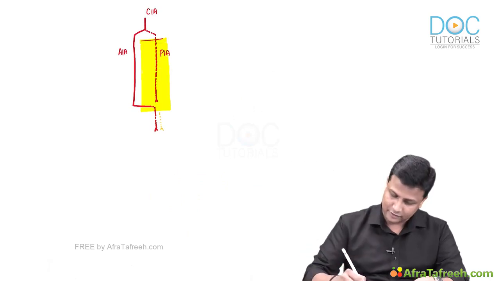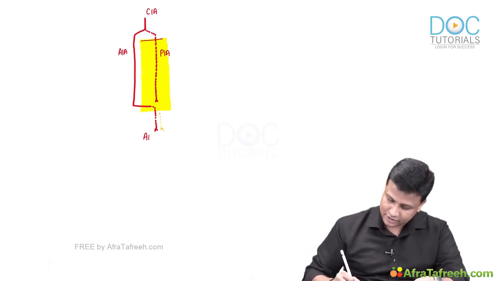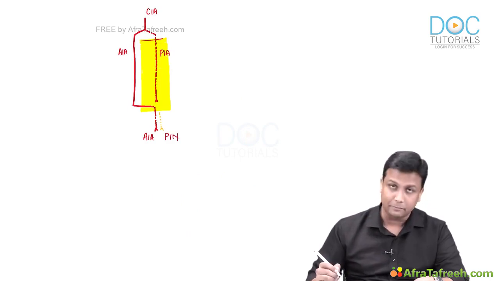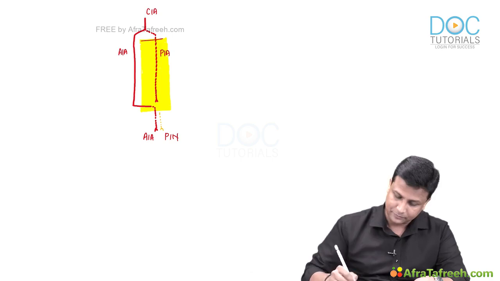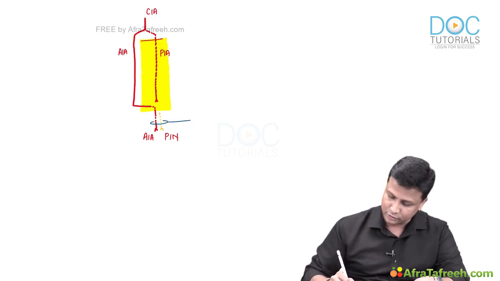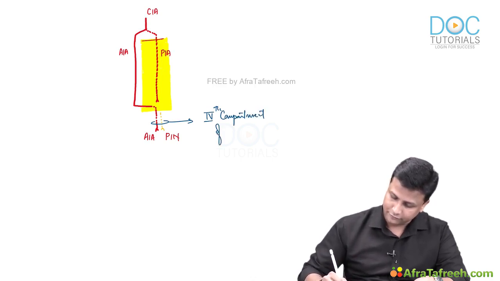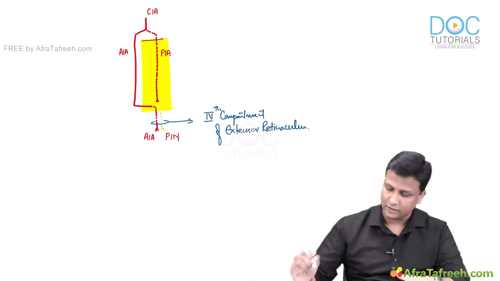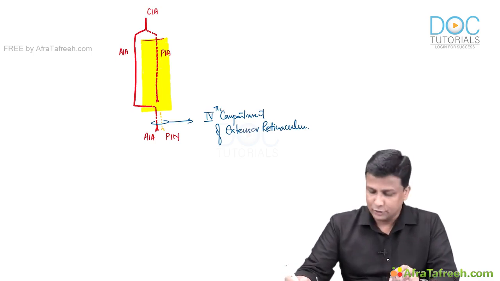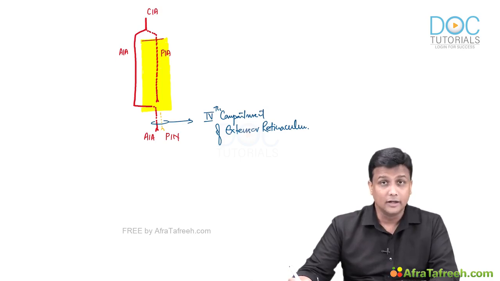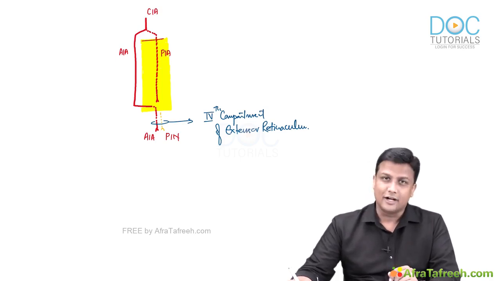So better you write down here once more: this will be the anterior interosseous artery, whereas this is the posterior interosseous nerve, PIN, and these two together pass through the 4th compartment of the extensor retinaculum. Okay, so together those two are going to pass through the 4th compartment of the extensor retinaculum. That is something really important to learn about the interosseous artery, guys.